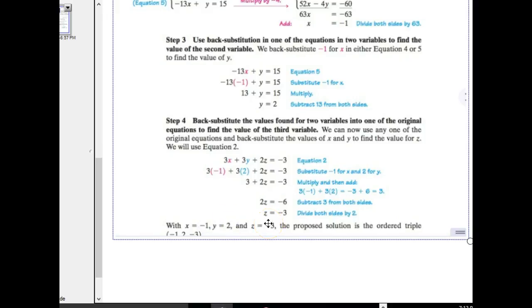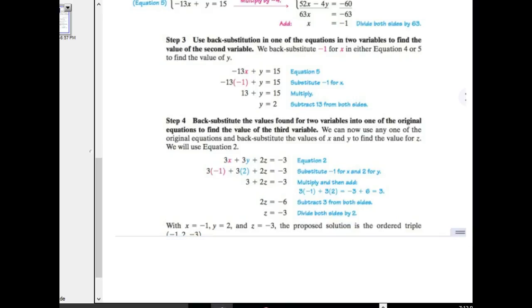Once we have the 3 answers, remember x was negative 1, y was 2, and z was negative 3. We write them as an ordered triple, which means we put those in parentheses, listing the x first, the y second, and the z third. I know a little of this got cut off, but your answer would be (-1, 2, -3). And that would be your solution. That is the x, the y, and the z value that fulfill all 3 equations and make all 3 of them true at the same time. I hope this helps.